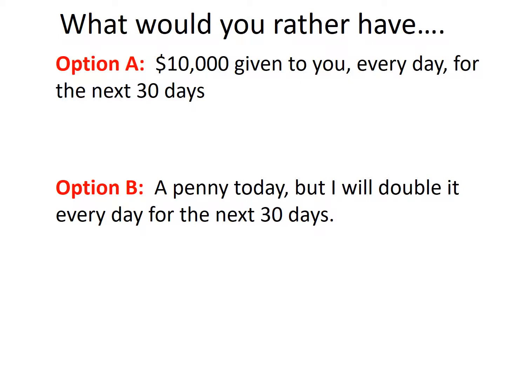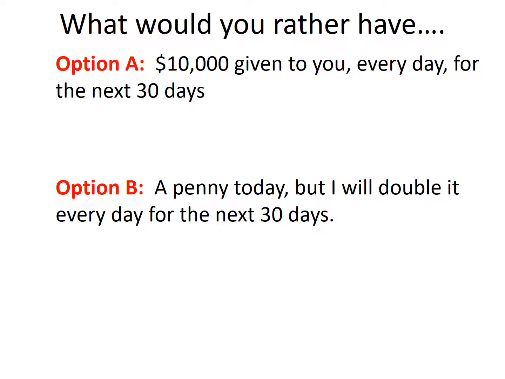Okay, the best way to explain exponential growth or decay is this would you rather question. And maybe you've heard of this would you rather scenario, but this is the best way I can explain exponential growth or decay. Would you rather have option A or option B? Because you want to get the most money that you possibly can. Option A is $10,000 given to you every single day for the next 30 days. So each day for 30 days you get $10,000.